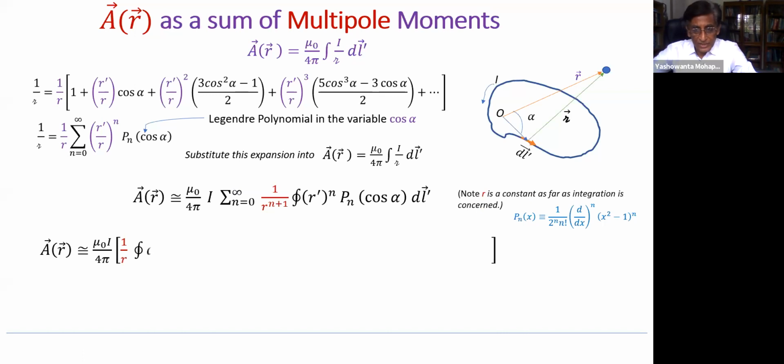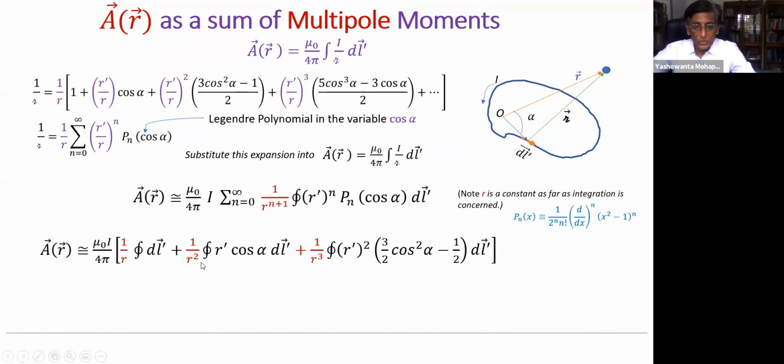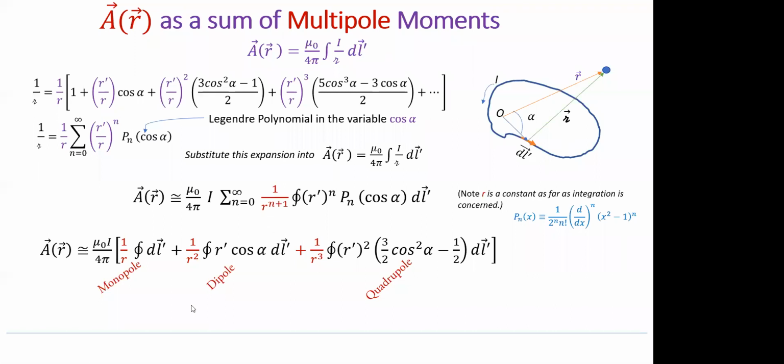Now I can expand it to look at the first few terms. The first term is 1 by R integral over dl prime. The next term is 1 by R square, R prime cos alpha. This is alpha. And the next is 1 by R cube and so on and so forth. I should have put plus dot dot dot. They are the first three terms in the multipole expansion of the vector potential. This first is of course monopole, this would be dipole, and this will be quadrupole, and so on.